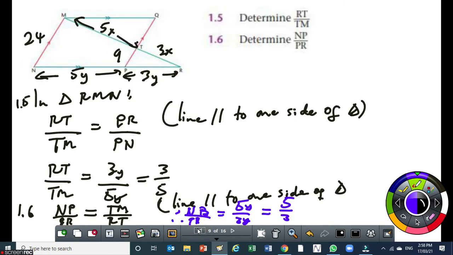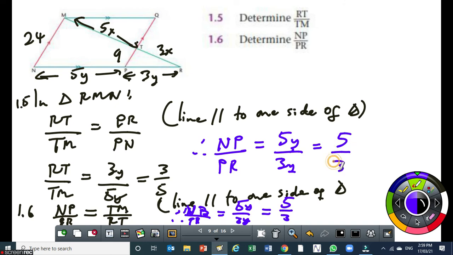So therefore, this will be NP over PR. NP over PR. Okay, let me write it here. Therefore, NP over PR is equal to 5y over 3y, and that will give you 5 over 3. So once you put your values on the diagram based on the ratios together with the constant, it becomes easy. Okay?